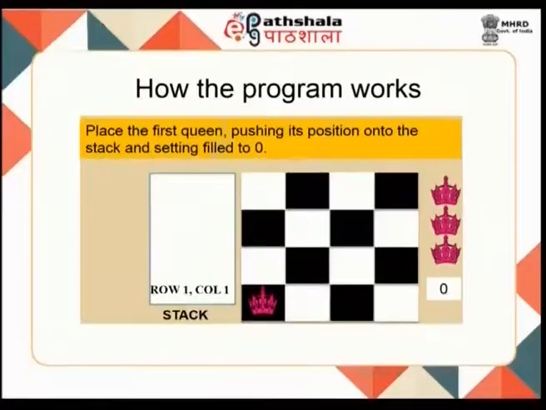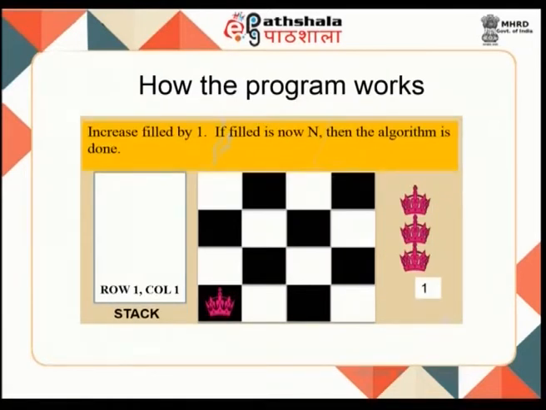So, what we do is we take the first queen. We also have a small counter, fill, which counts the number of queens that have been placed till now, and that has to be 4 obviously for your program to succeed. So, we start with a queen which we place on the first row, first column. Now, this obviously will not have any conflict, and we place the position of the first queen on the stack. Then we increase fill by 1 because there is no attack.